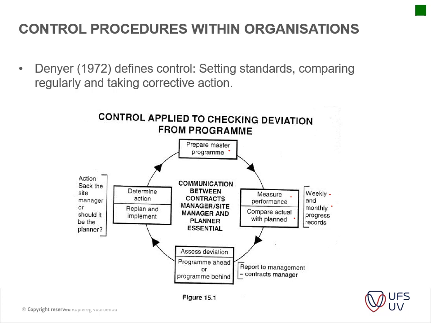You report to the managing contractor, and he will assess the deviation, program ahead or behind program. So he will make an assessment of that, determine an action, replan and implement. So this is very important. It doesn't help anything if you've got the information but you don't do anything, whether it be no action, a remedial action, or whatever, but there should be an action. Action, for instance, in this case, is sack the site manager, or should it be a planner?